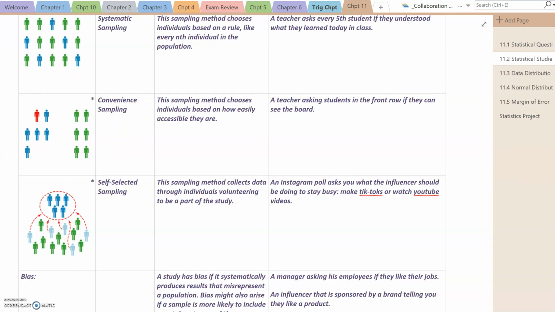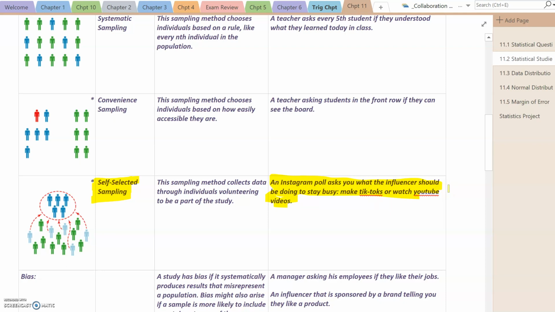And the final type of sampling that we're going to be talking about is self-selected sampling. So in this sampling method, the individuals that take part in it actually volunteer to be part of the study. So one example of volunteering is like you're not really being forced to do it, I would say. So to make it super relevant to you, I came up with this example. I really hope you appreciate it.